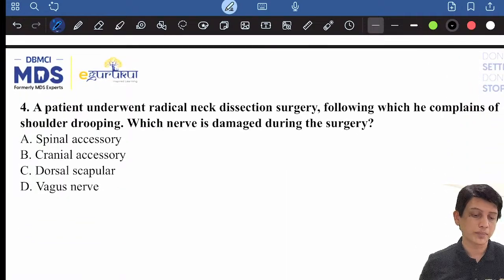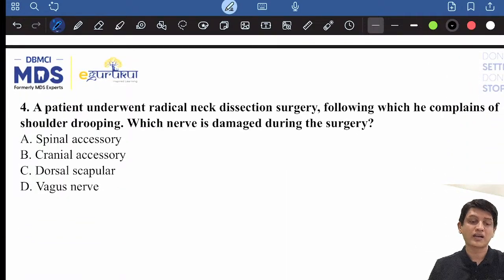Next is a patient underwent radical neck dissection surgery. Radical neck dissection, for oral cavity malignancies, thyroid and all, we do neck dissections, right? Following which he complains of shoulder drooping. Which nerve is damaged during the surgery? This is the basic applied anatomy question. Most of the surgery will be related to applied anatomy only for you. But here it's a very simple question, straightforward.